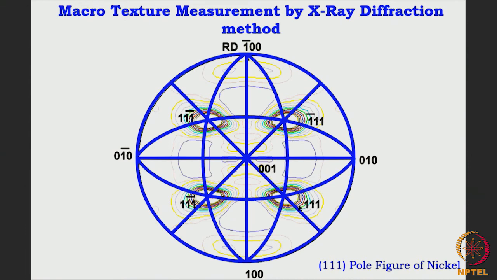Now, interestingly, we find that all these high pole densities in the actual pole figure coincide with 111 pole positions in the standard stereographic projection. But how is it possible? We have measured 111 pole densities and plotted them in the pole figure, and their location is this. And when I superimpose the 001 standard stereographic projection, I find that all the 111 poles of the standard projection coincide with those 111 pole densities. So, what does that mean?